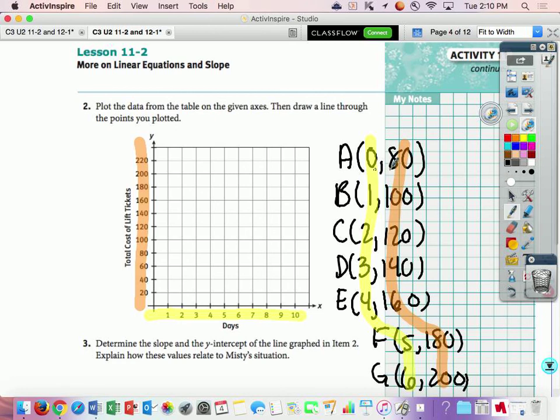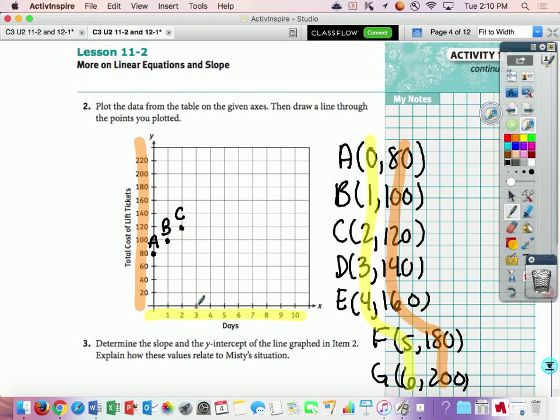My first one I'm going to graph is 0, 80. So I'm going to go to 0 in yellow, and I'm going to go up to 80. Put a dot. A. There we go. B is 1, so I'm going to go to 1 in my yellow, up to 100. That's going to be B. C is 2, 120, so I'm going to go to 2, up to 120.